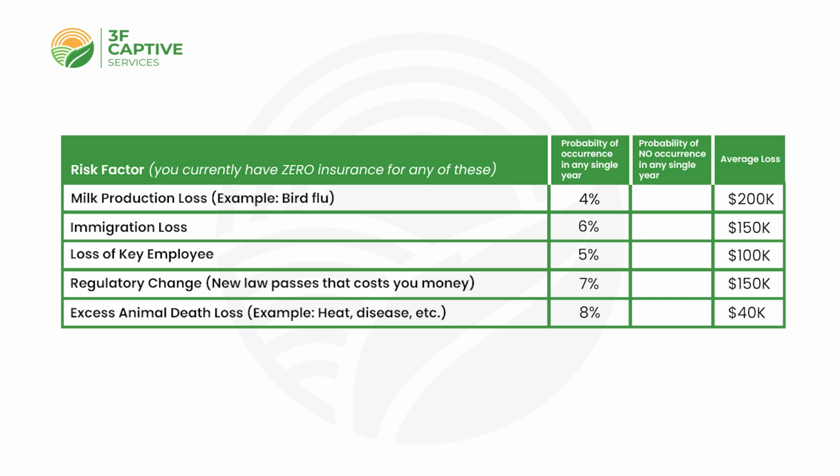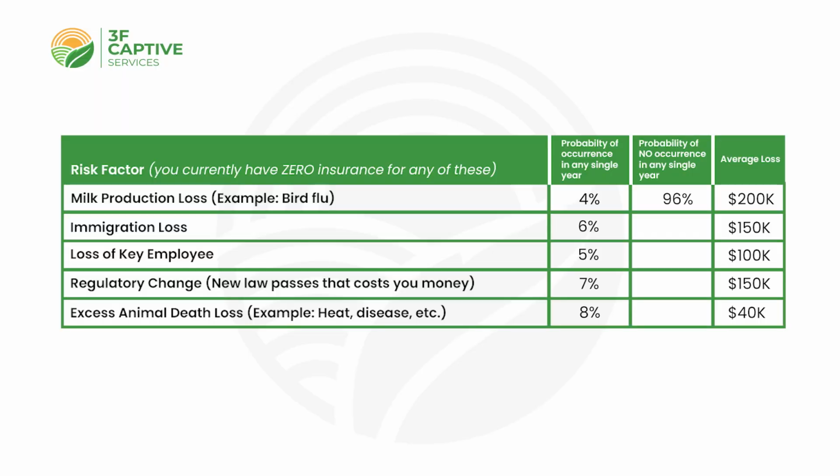If we know that there's a 4% chance in your estimation of milk loss production happening in a year, then that means there's a 96% chance of it not happening, right? It's just the inverse. Now I'm going to do that for all those. Okay, so if you look at this, you might look at those 5 losses, a 96% chance of it not happening, 94% chance. Man, I got a really good chance of nothing happening.